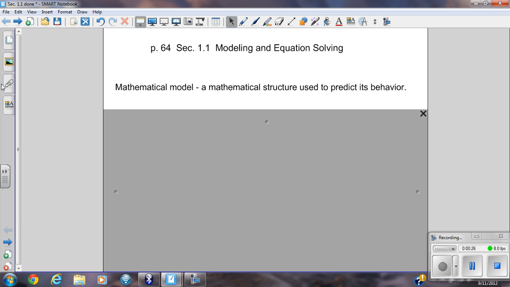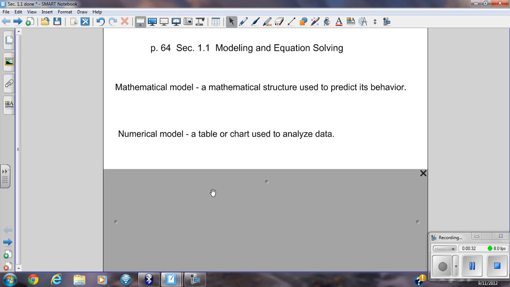There will be three different types of models that will be discussed in this lesson. The first being a numerical model, which is a table or chart used to analyze data. We will go through an example of this later.